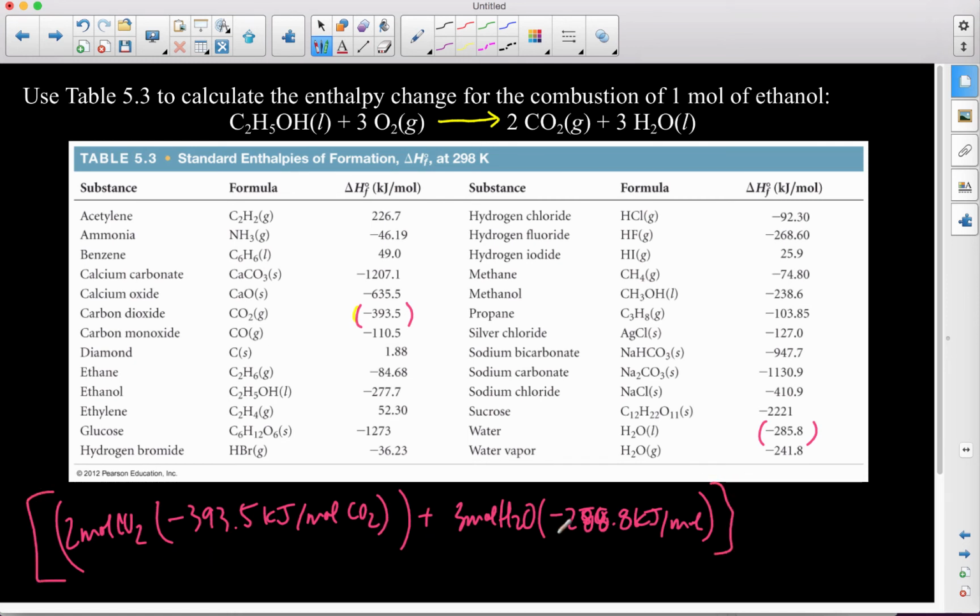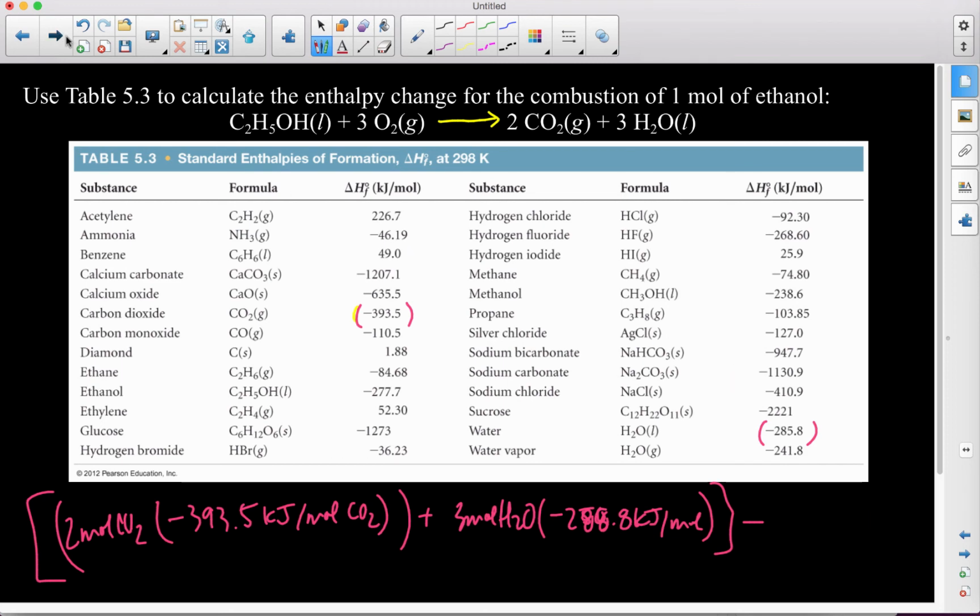So I would sum these, and that would be the heat for my products, and then I would subtract the same thing for my reactants, where I would have 1 mole of this, and I would go find that number, 3 moles of that. I would sum those, and then I would do this difference. Do remember your order of operations: multiply, multiply, add, and then we'll do this subtraction step last. Fantastic. And that's how we could find the heat of a reaction using standard heats of formation.